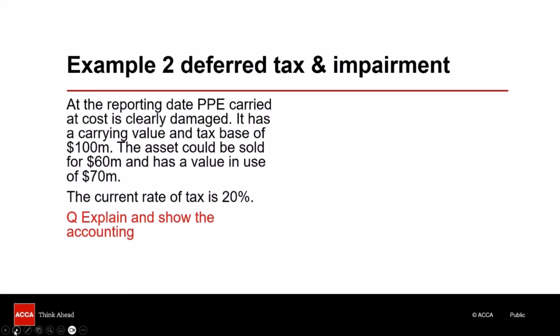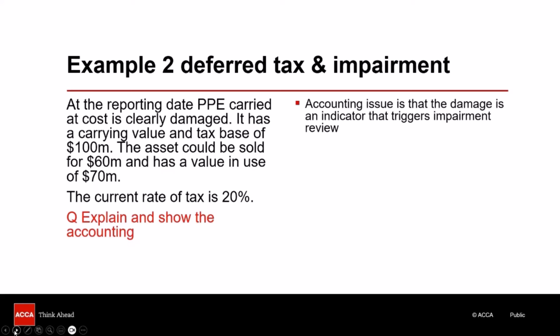Now, the elephant in the room is impairment. Deferred tax is difficult to examine in isolation. It has to relate to something else. And in this case, the asset has been impaired. All right, although impairment is not specifically mentioned, there has been damage to the asset. So that is an indicator that we should do an impairment review. Now, although we could sell the asset for 60, it has a value in use of 70.